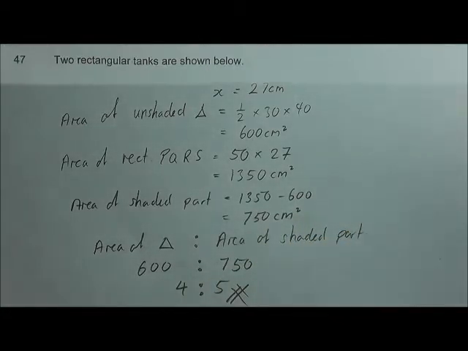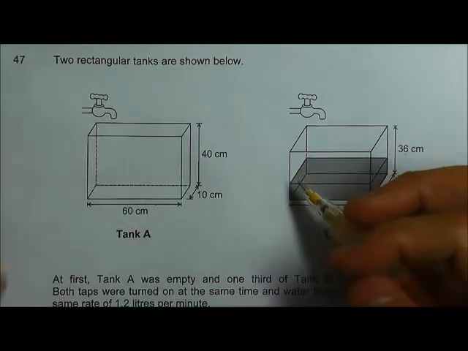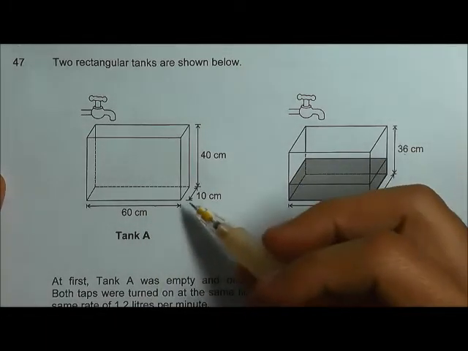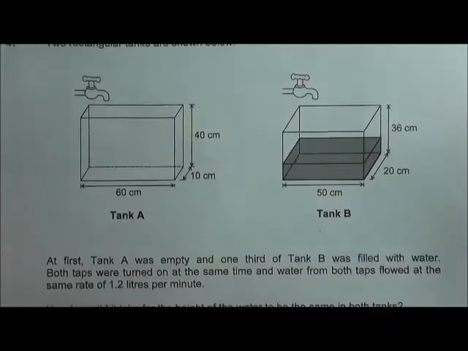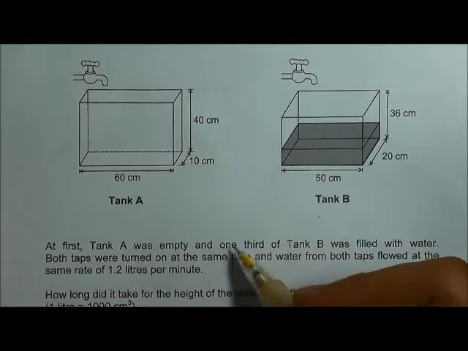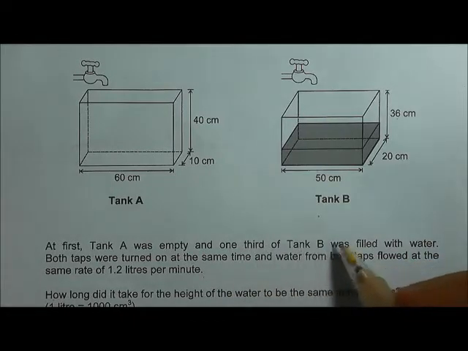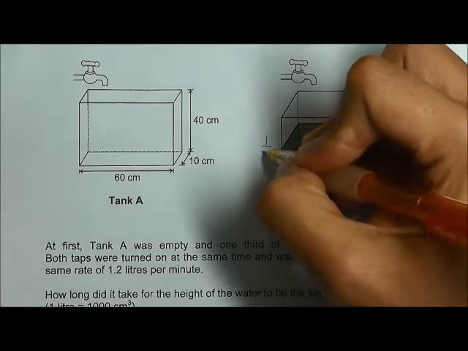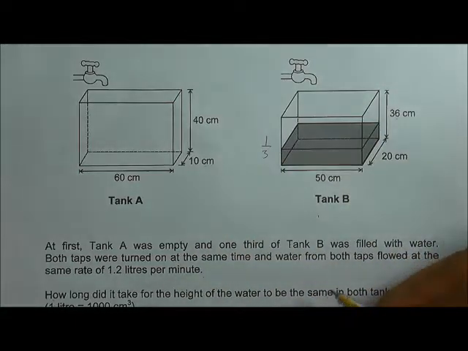That's the answer. Okay, we have two rectangular tanks that are shown in the figure here. So they have different dimensions. At first, tank A was empty, while 1/3 of tank B was filled with water. So tank B was 1/3 full initially.